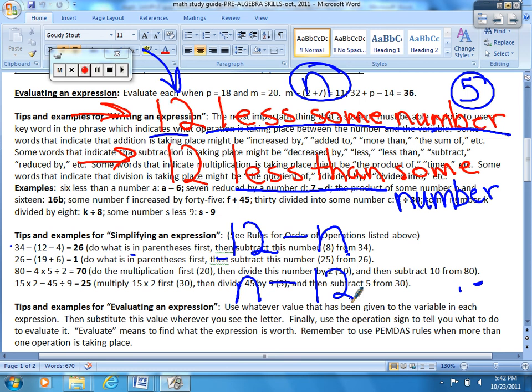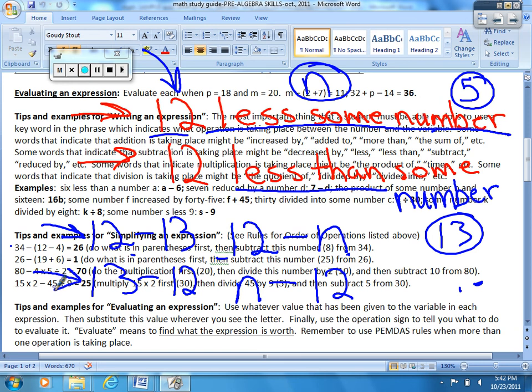Well, I'm going to put another number up here. I'm going to use 13. Instead of some number, I'm going to just think about 13. 12 less than some number. Well, I'm going to put 13 wherever I see n up here, and let's see which one is right. 12 less than 13. Which one of these says 12 less than 13?